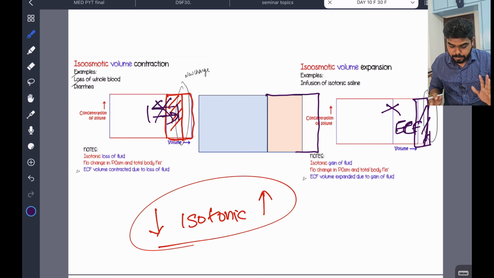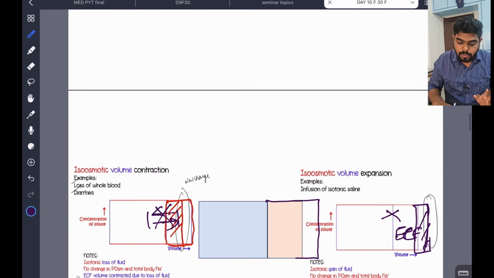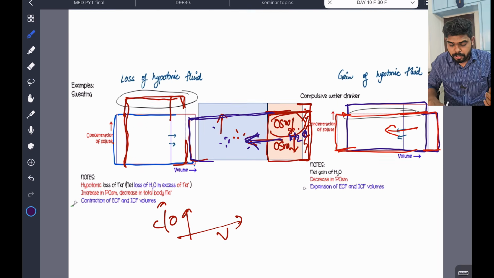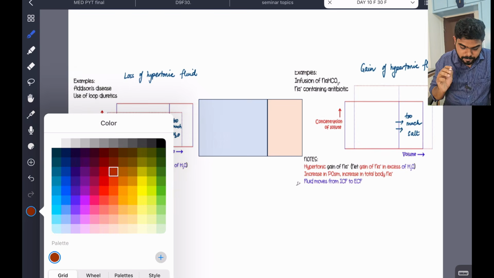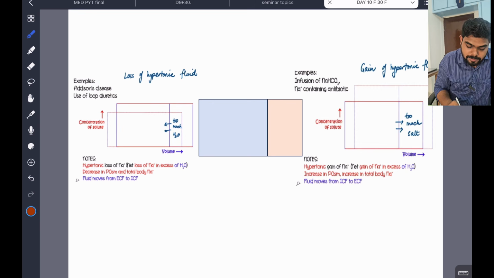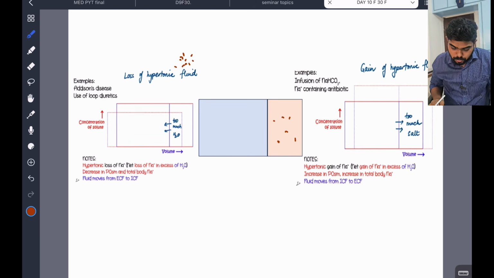Clear. Now we already discussed hypotonic fluid. Now we will discuss the hypertonic fluid and what is happening. Hypertonic fluid means it is rich in solutes. So imagine ECF has some solutes, and here what's happening? Loss of hypertonic solution. So what happens here? Loss of hypertonic solution.